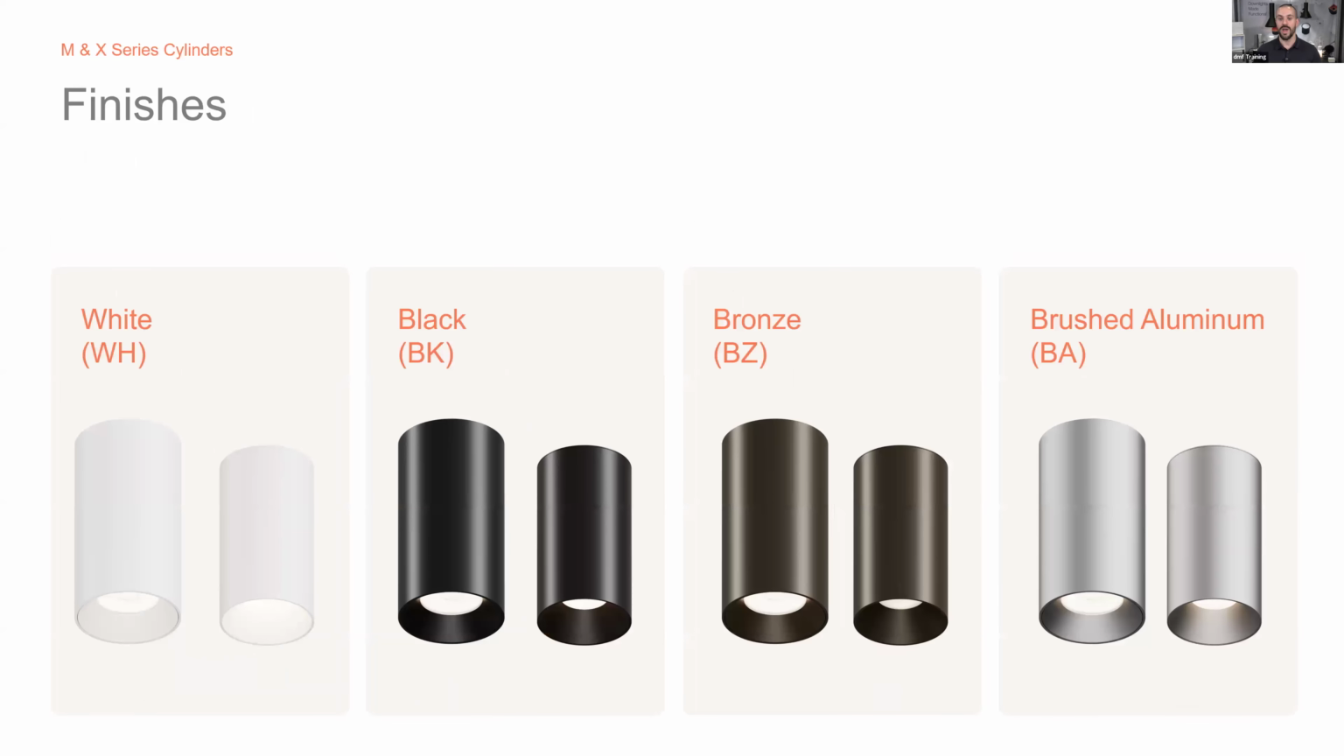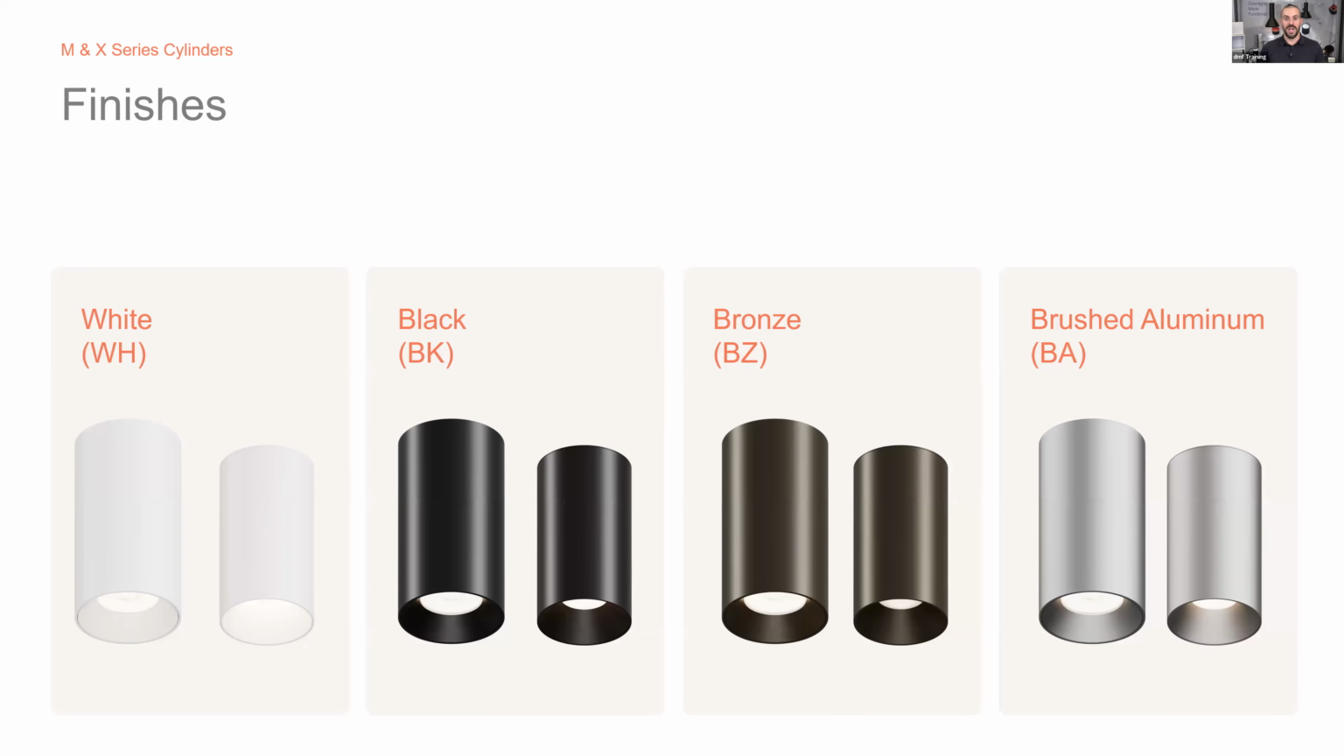So again, to cover in a little bit more detail, I'm first actually going to back up one more. So M series and X series cylinders are quite similar in a lot of their options. First and foremost is going to be the finishes. So M and X series cylinders are available in white, black, bronze, as well as a brushed aluminum, which really is a spun aluminum finish. So that gives you a really nice premium look that has that brushed aluminum metal look and sheen.